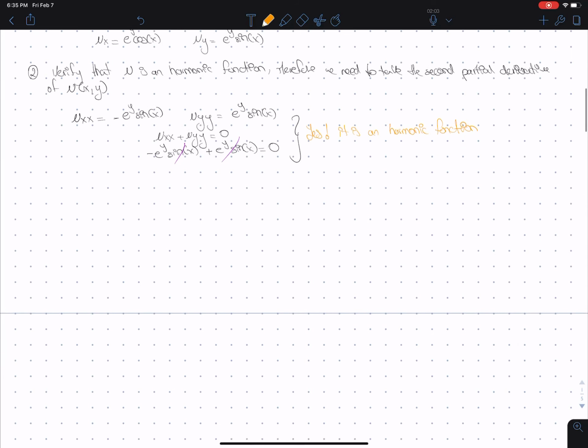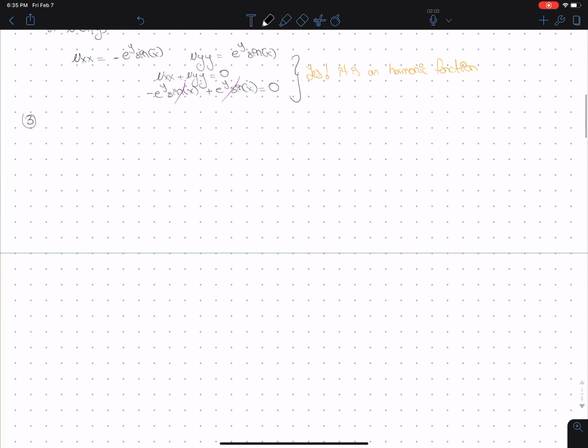So step number 3. We need to construct the imaginary part of our function, because at the beginning they just give us the real part of the function, but we need to construct the imaginary part v(x,y). So therefore we need to integrate, or we need to differentiate. Okay, we need to integrate in terms of y.